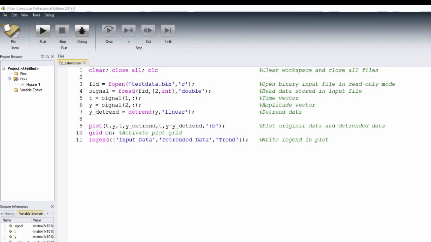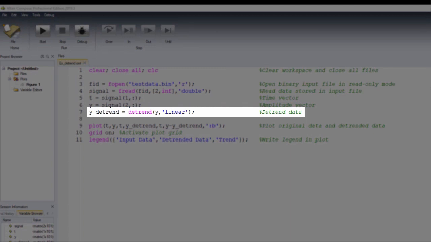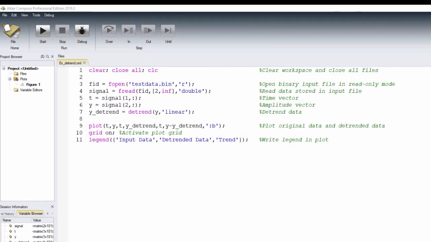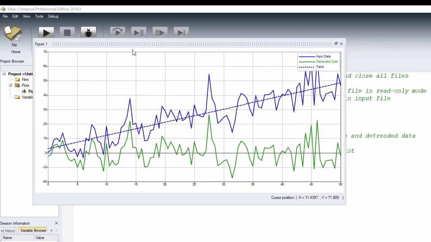And then a detrend function should be used because it's a straightforward way to achieve the main goal of the exercise. Its first argument is the signal amplitude, whereas the second one is the method to detrend it. So let's use the linear method first. When we run the script, we can see that a linear trend is subtracted from the original data set.